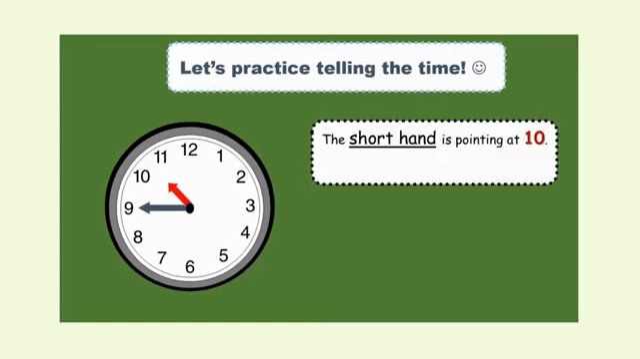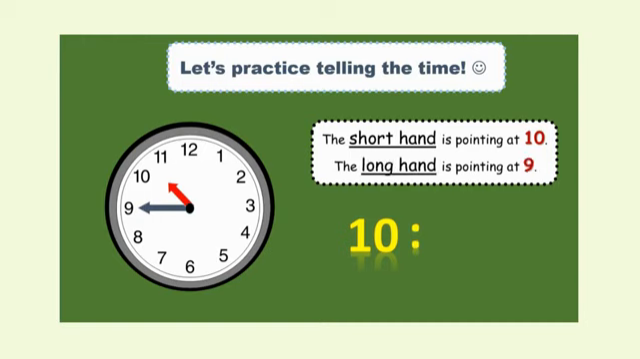Another one. The short hand is pointing at 10, while the long hand is pointing at 9. So we need to skip count by 5s again. 5, 10, 15, 20, 25, 30, 35, 40, 45. So the time on the clock is 10:45.